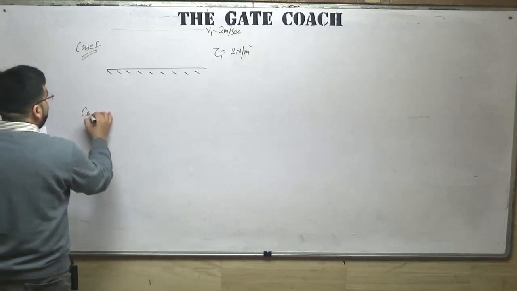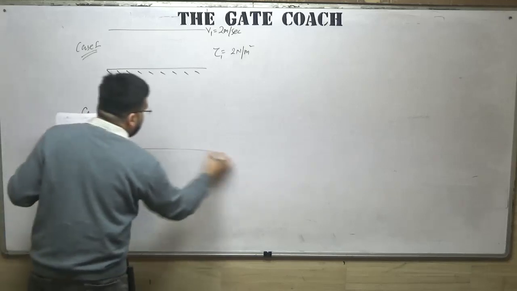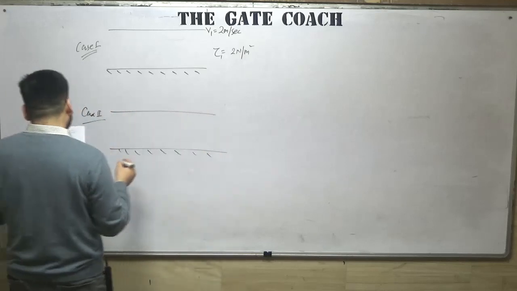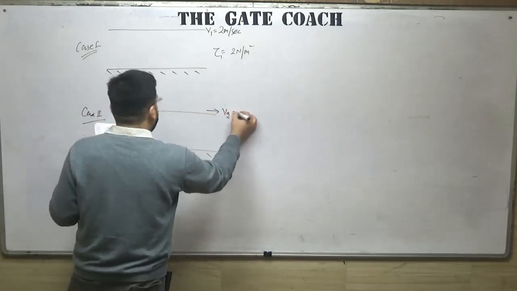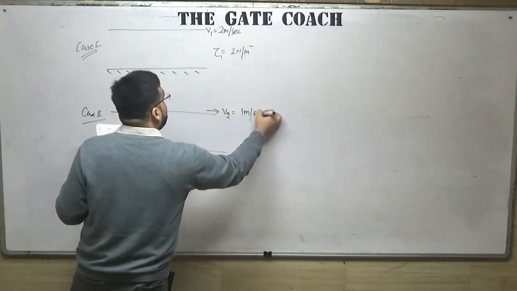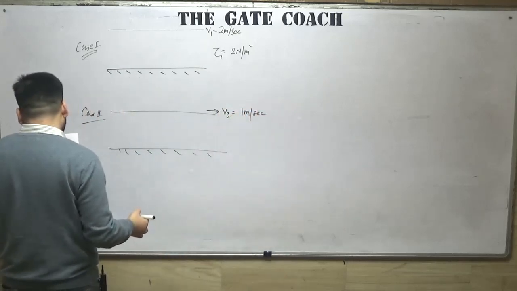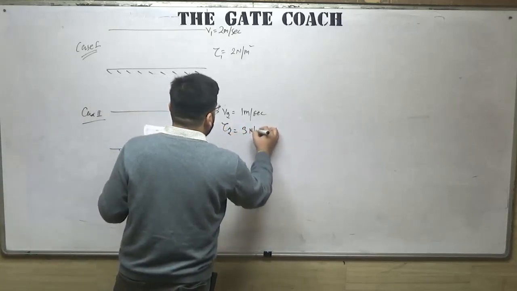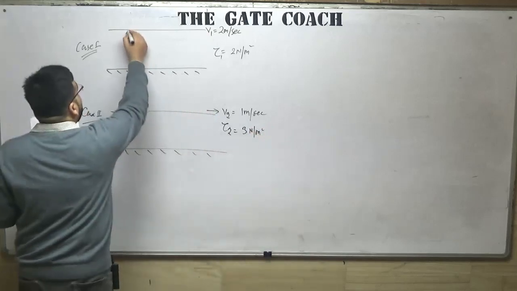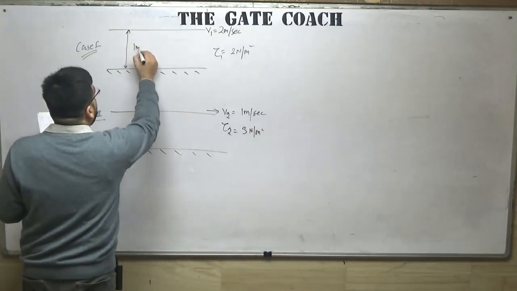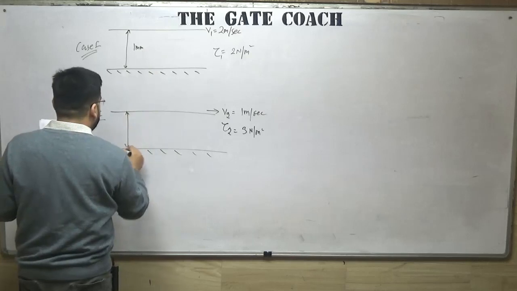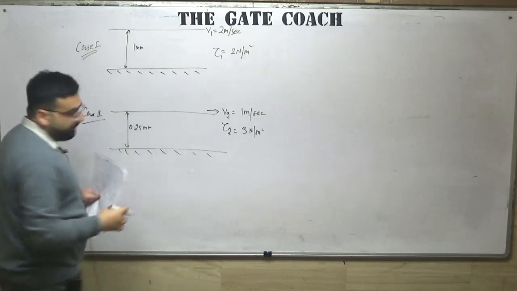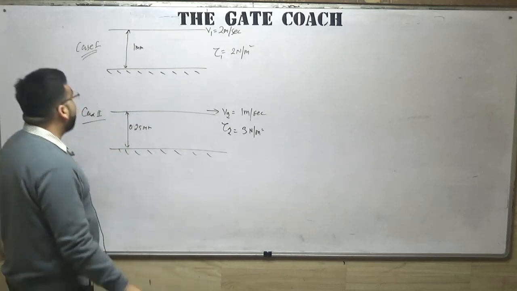In the second case, that is case number 2, again you have a fixed surface and you have some fluid here, and this fluid is now moving with some velocity, that is V2, which is 1 meter per second, okay, and tau 2 in this case is given as 3 Newton per meter square. The gap in the first case was 1 mm, and in the second case the gap is 0.25 mm. So you have to find which type of fluid it is. That is what you have to find.